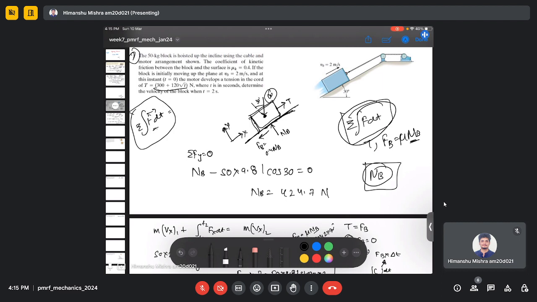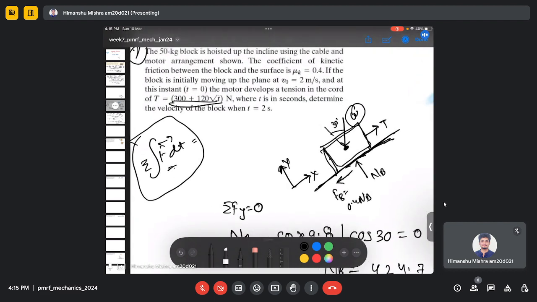Yeah, so the main force applied here is 300 plus 120 root t. And it is not always necessary that the final velocity should be higher than the initial velocity. The nature of the velocity completely depends on the forces which are acting. Plus there is a friction force, so most of the time we should expect that the final velocity might be lower than the initial velocity, unless you are applying a very huge amount of force in the other direction.